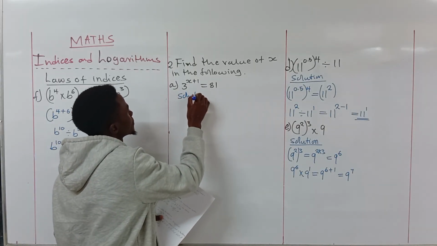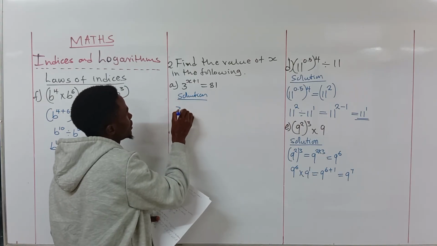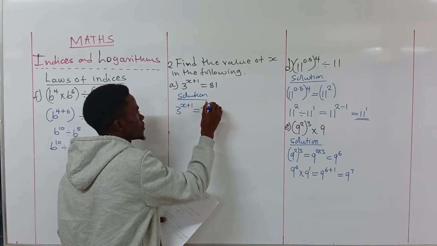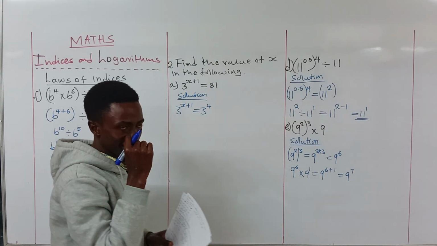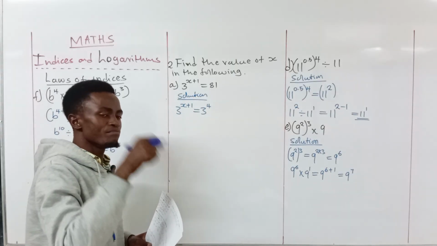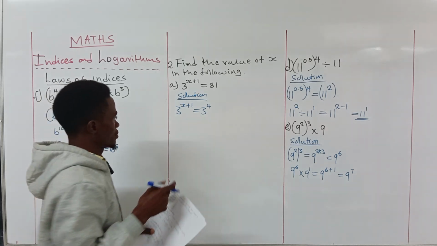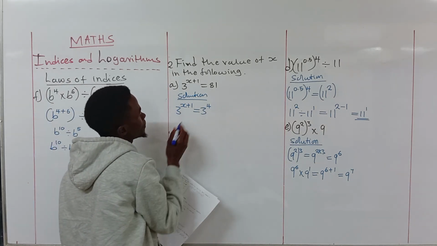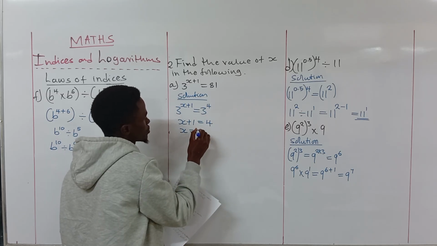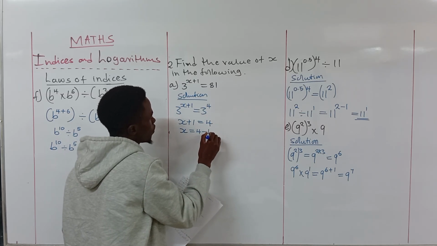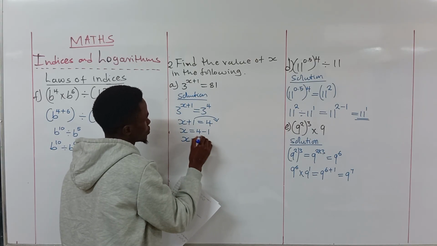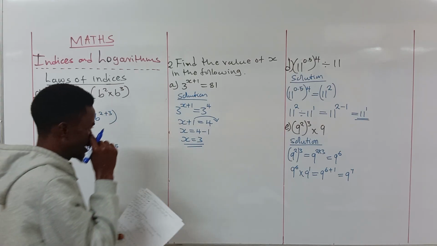So our solution is this. We have 3 raised to x plus 1 is equals to, now 81 is the same as 3 raised to power 4. And I repeat again, you can only equate the powers when the bases are the same. If they are not the same, make them have a similar base. So from here, we can now equate the powers. It's going to be x plus 1 is equals to 4. x is equals to 4 minus 1. This one comes this side, it becomes a negative. So x is equal to 3. The value of x is equal to 3.